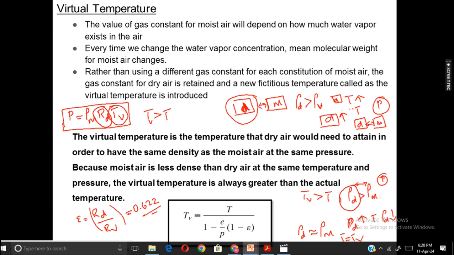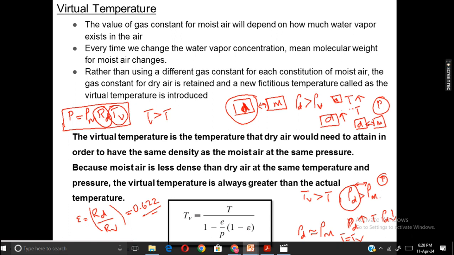In order to avoid using a different gas constant for each constitution of moist air, what we did was we wanted to retain the gas constant for dry air, and then we introduced a new fictitious temperature called the virtual temperature. So now R will remain R_D itself even if we are considering a moist parcel. Temperature will change to a fictitious temperature, which is basically known as the virtual temperature.